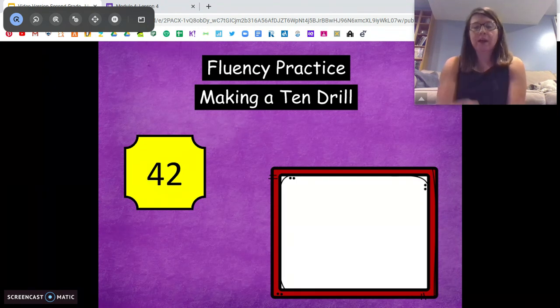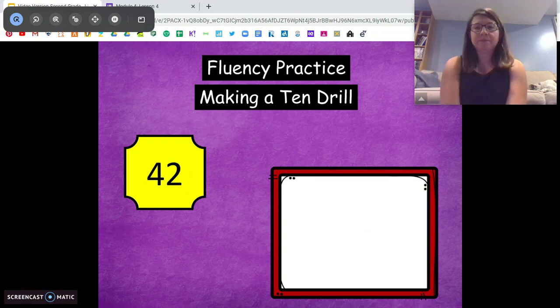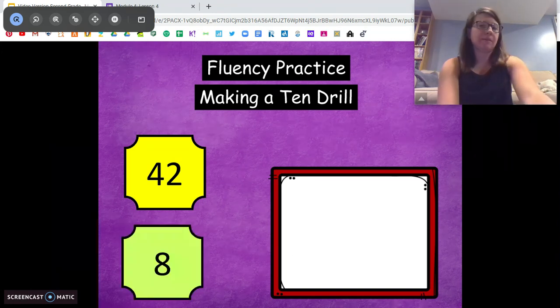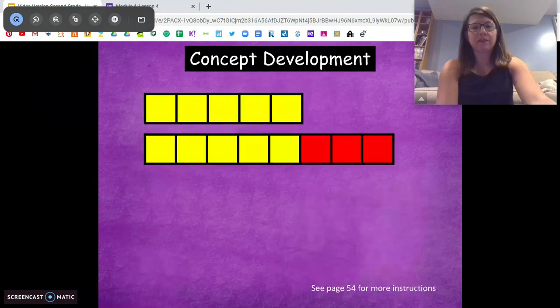We're at 42 now. We're going to go up to the next 10. We're going to make a 10. How many do we need? 8. Awesome. And what's that number sentence? 42 plus 8 equals 50. All right, we're going to skip these.